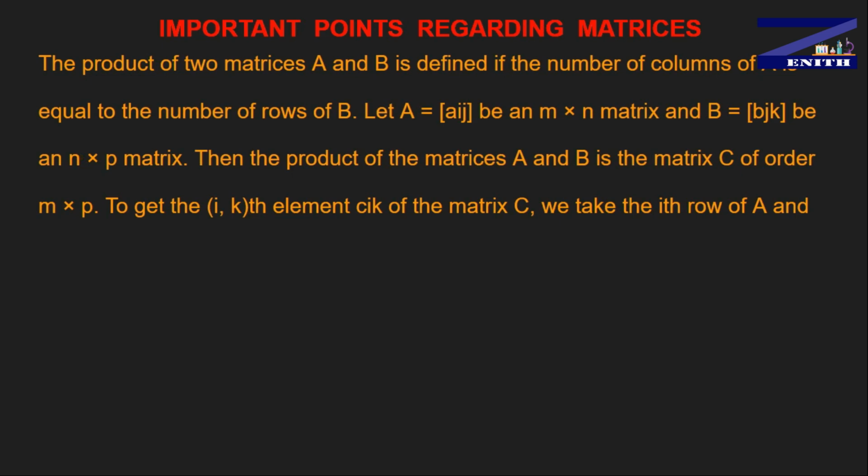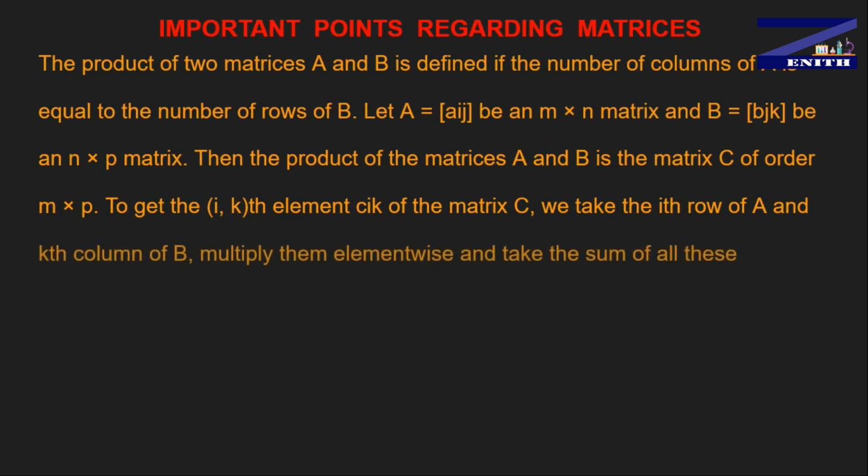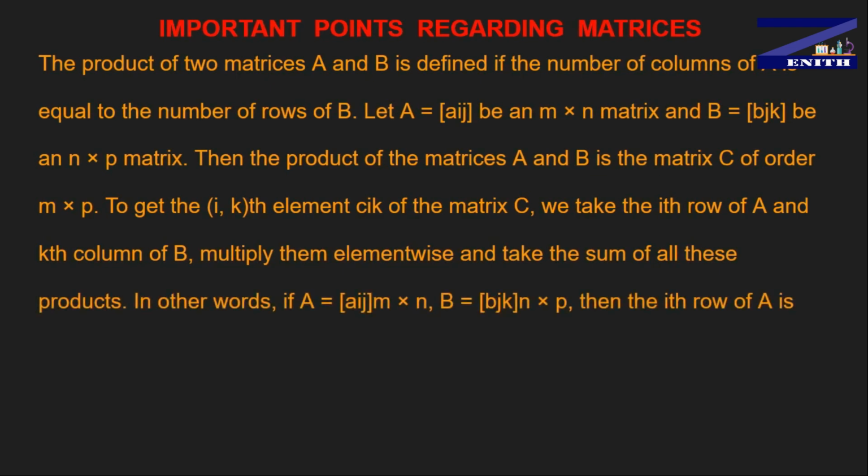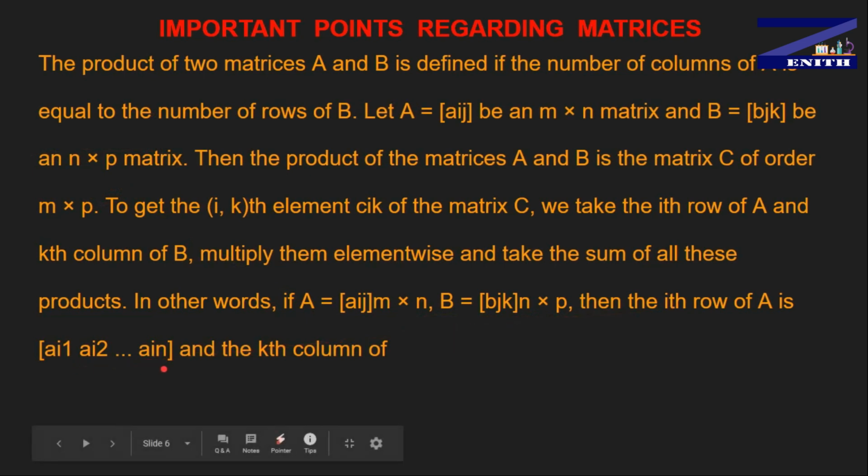And if you want to get the i-kth element of the multiplication matrix, we take just the ith row of A and the kth column of B, multiply them, and after that sum all these products. In other words, suppose you have a matrix A of order M cross N, and matrix B of order N cross P. Then the ith row of A will be this, and the kth column is this.